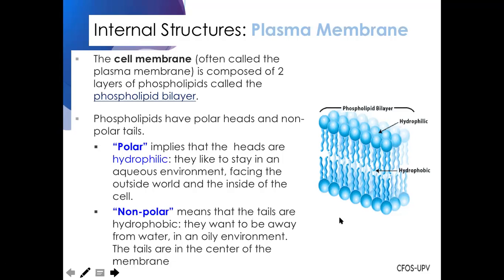Notice this one represents the plasma membrane, and this is the phospholipid bilayer. This represents the head, and the heads are polar, or hydrophilic, meaning they like to stay in an aqueous environment. So we have the non-polar tails. We have the head, we have the tails. The tails are non-polar, they want to be away from water, but they want to be in an oily environment. And since they are hydrophobic, they stay at the center.